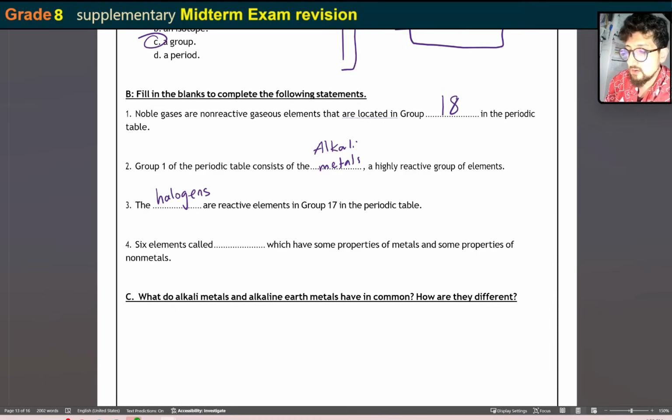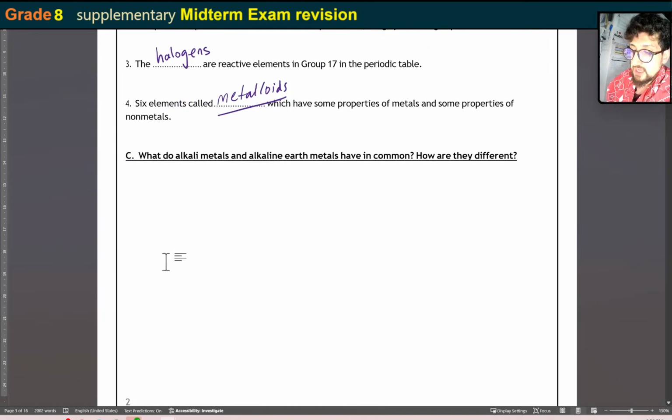6 elements called what? Which have some properties of metals and some properties of nonmetals. So they are metalloids. And these guys will act like metals under certain conditions, or like nonmetals under certain other conditions, like temperature and light and so on. They're very interesting. There's 6 of them.